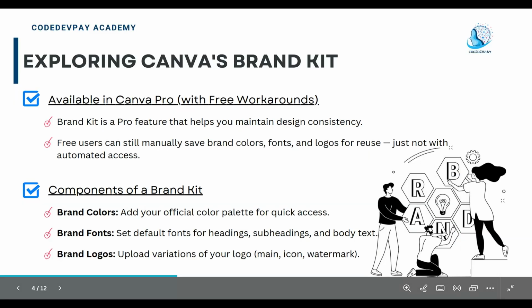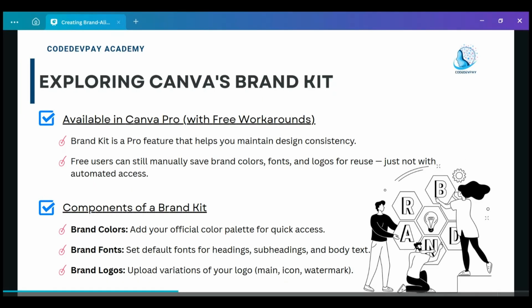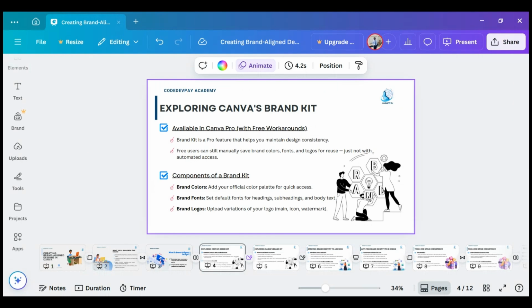So let's look at how we can explore Canva's brand kits. Canva's brand kit is a pro feature that helps you to maintain brand consistency, and free users can manually save brand colors, fonts, and logos for reuse, just not with automated access. And what are the components of a brand kit? As we talked about, you have colors, fonts, and logos.